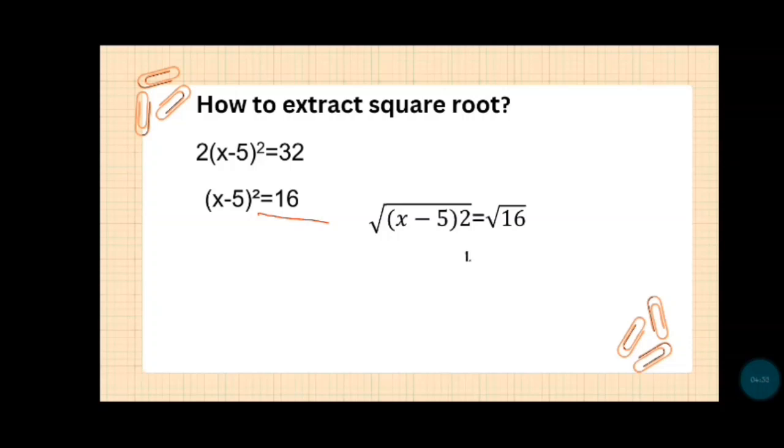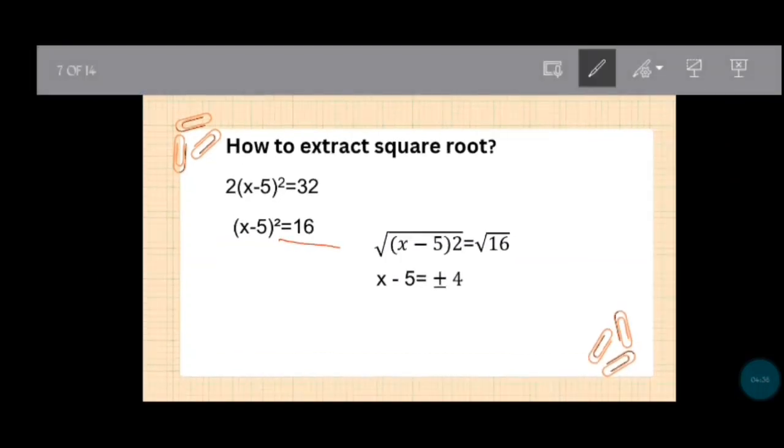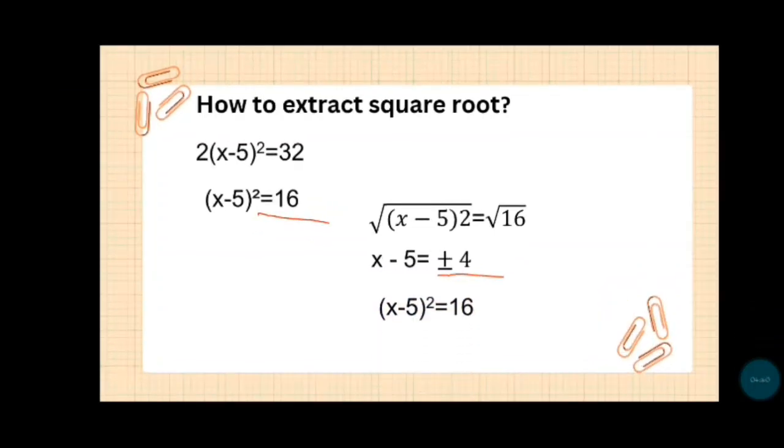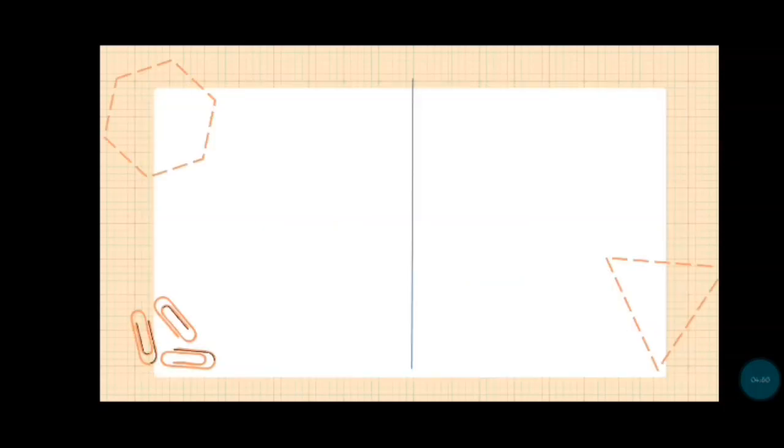So since 4 may be positive or negative, therefore we will have to find the solutions or roots. Pwede siyang maging positive or negative, so magkaroon tayo ng dalawang equation. The first equation is x minus 5 equals 4. We will solve for x and that will become x equals 4 plus 5, and therefore x equals 9. That is our first root or solution.